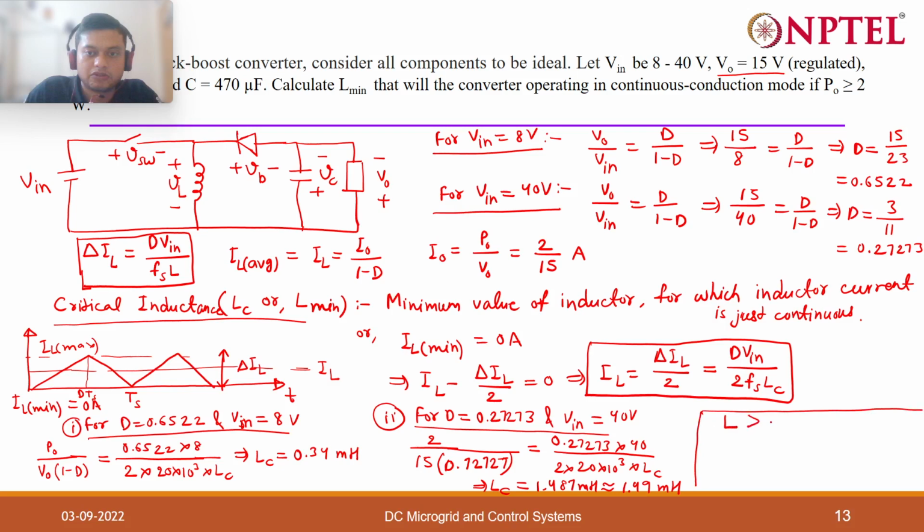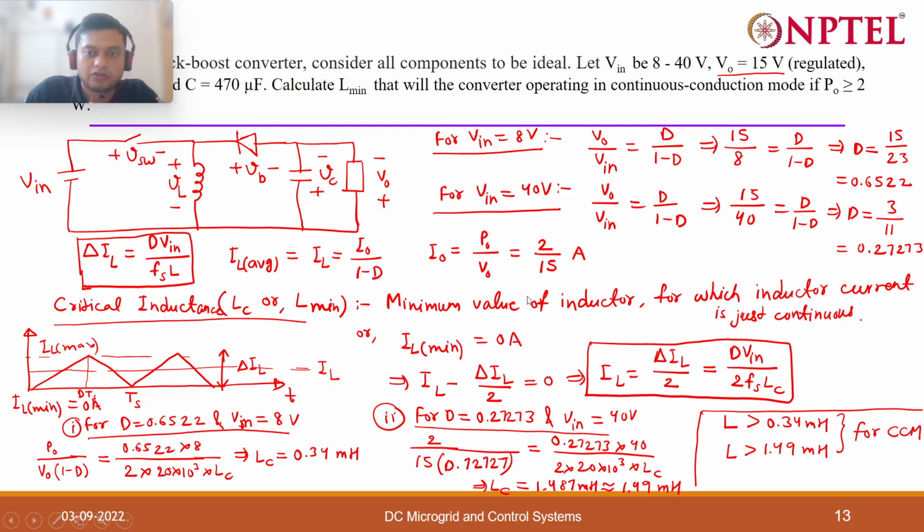So from first and second, for different duty ratios we get two values. L is greater than 0.34 millihenry for duty ratio 0.65, and for the second part L is greater than 1.49 millihenry for duty ratio 0.273. So what will be the final answer? What do you think? What will be the critical inductance value for the converter, such that it will never go into discontinuous conduction mode? It will always operate in continuous conduction mode.